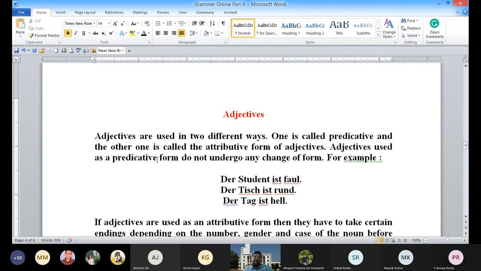Adjectives used in the predicative form do not undergo any change of form. For example, der Student ist faul, der Tisch ist rund, and der Tag ist hell. The student is lazy, the table is round, and the day is bright. So here after the verb, these adjectives are coming: faul, rund, hell. No problem. No change. We are putting them as they are.